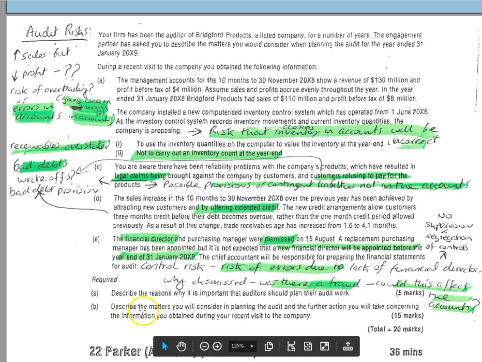So it didn't really ask for the risks in this, but I was just highlighting the risks here for you, just to get a handle on audit risk.